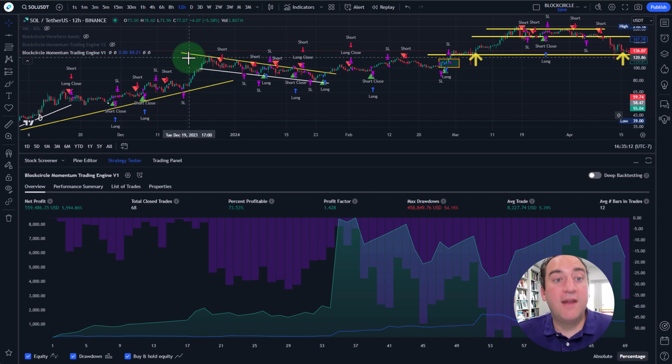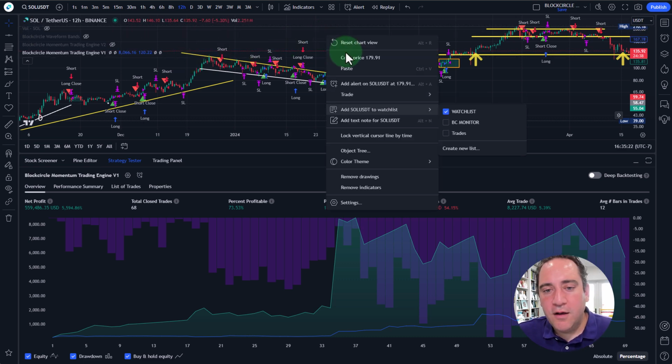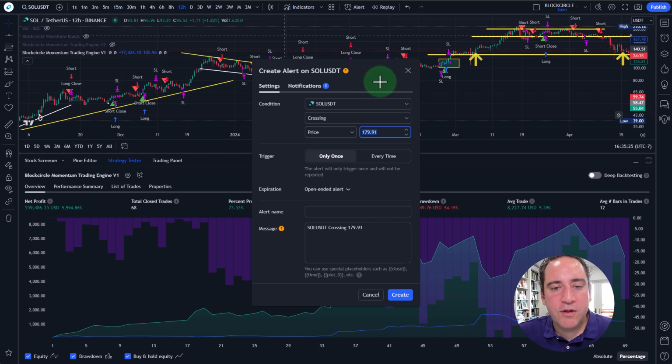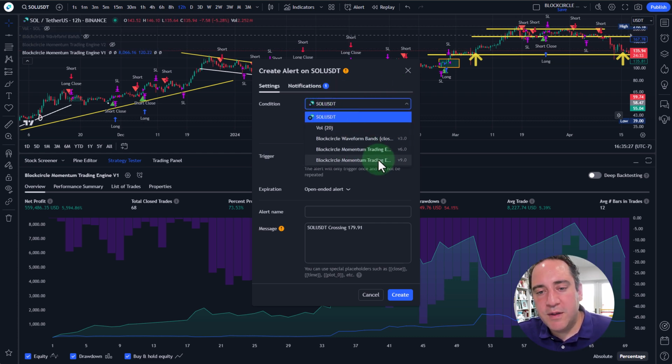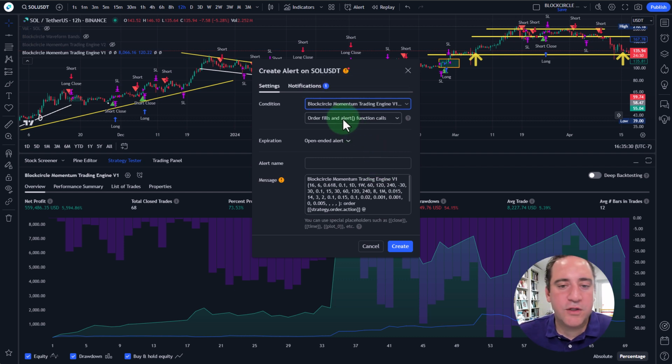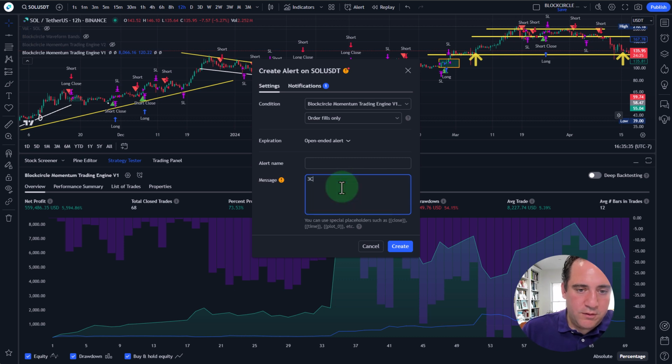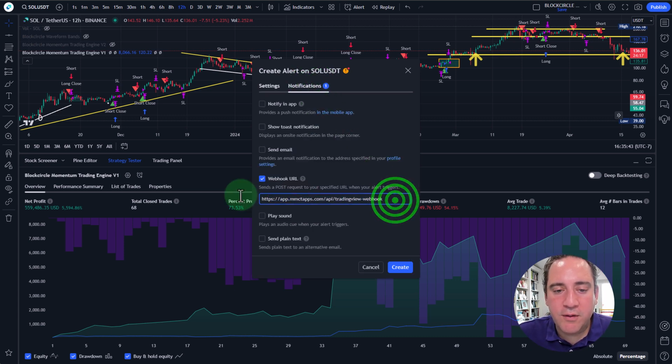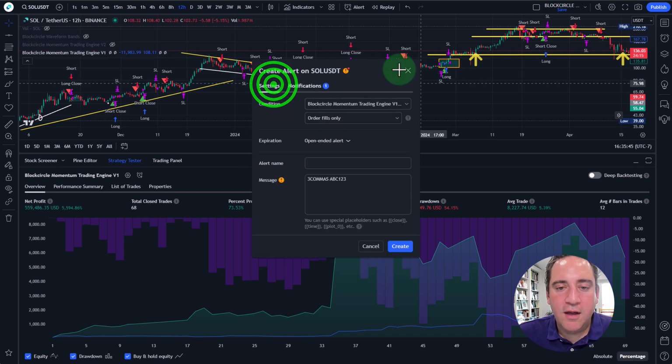When 3Commas receives the actual alert, then it would execute the trade, whether to open a long, close a long, open a short, or close a short. And to do that, once you go through the tutorial, you just go through Momentum Trading Engine. You want to say version 1 or version 2. You click order fills only, and then you type in the actual message they're going to give you, and that is it. Then you set up their notifications, you paste in the webhook that they'll give you, and then you're up and running for 3Commas or for Cornix.